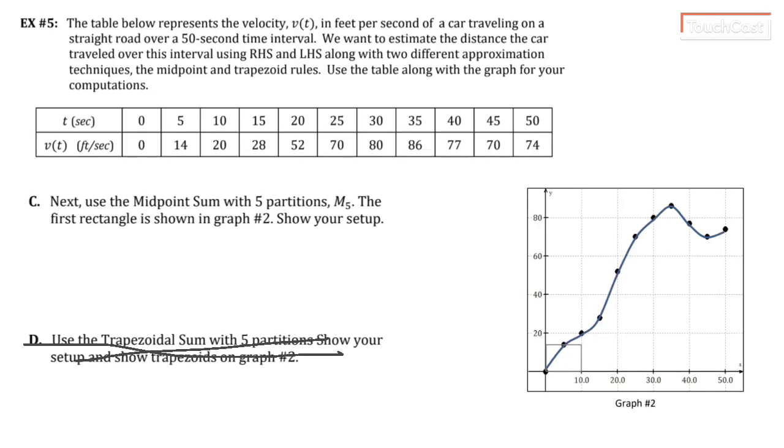We're going to go halfway between 10 and 20. Halfway between 20 and 30. Halfway between 30 and 40. And halfway between 40 and 50. So this is going to be the last part of our example.